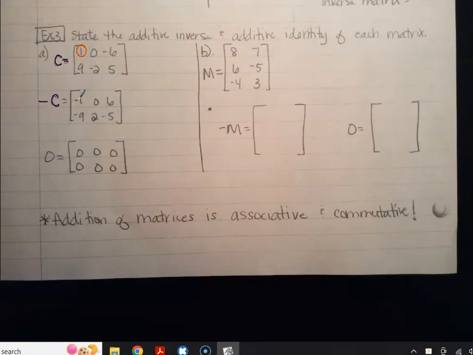The opposite of 1 is negative 1. The opposite of 0 is 0 because it doesn't really have an opposite. The opposite of negative 6 is 6. The opposite of 9 is negative 9. Opposite of negative 2 is a positive 2. The opposite of 5 is a negative 5. And then we want the additive identity, so that's 0. What matrix is not going to change C? We have to make it the same size, so it still has to be a 2 by 3. And we just fill it with zeros.